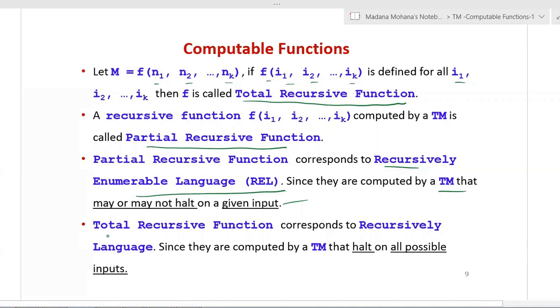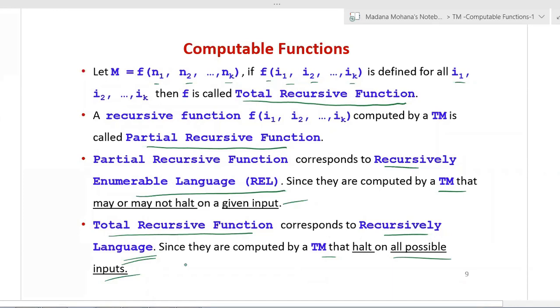So then that is a total recursive function. Any function that is defined for all arguments is called a total recursive function. Then total recursive function corresponds to recursive language. Recursive language means it gives both results, yes and no. This is a fully decidable language, since they are computed by Turing machines that halt on all possible inputs.